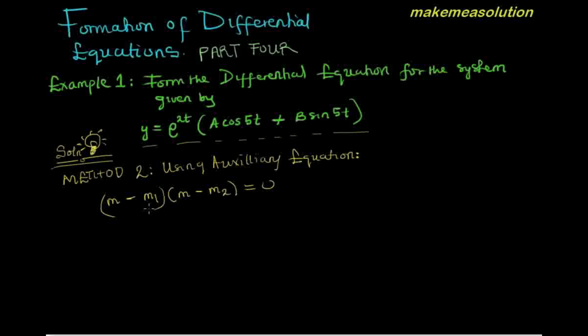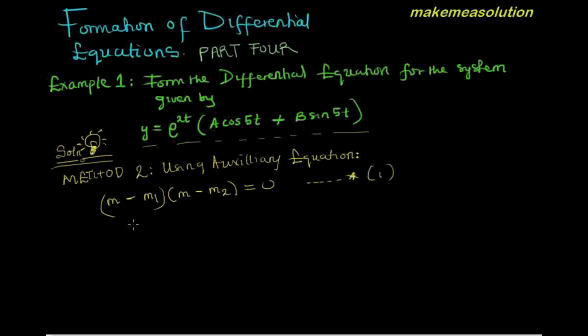Now why do I just have m1 and m2? I have m1 and m2 because I'm dealing with two arbitrary constants. Are you with me? If I was dealing with three arbitrary constants, then I would have an m3, and you would have (m minus m1), (m minus m2), (m minus m3) equal to 0, and so on and so forth. So for two arbitrary constants a and b, your auxiliary equation will be stated like this, where m1 and m2 are the roots of the auxiliary equation. Now let's just call this one equation star, or equation 1 for instance.